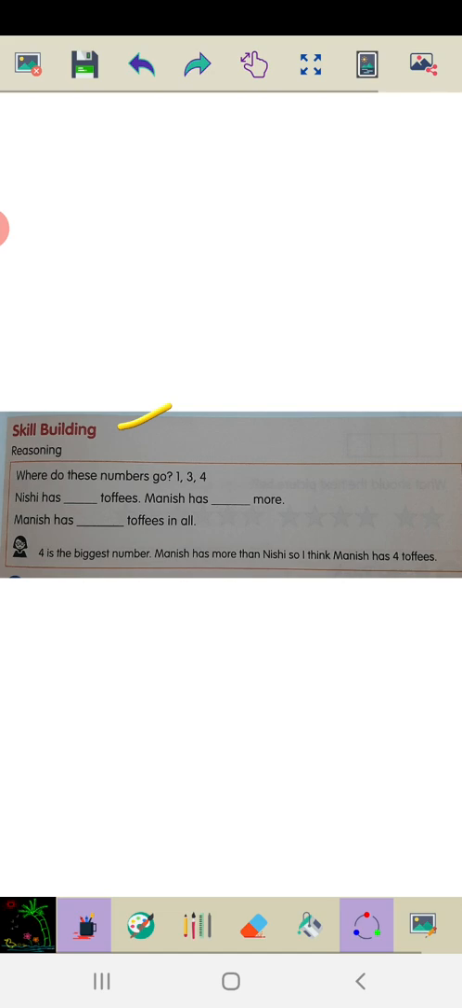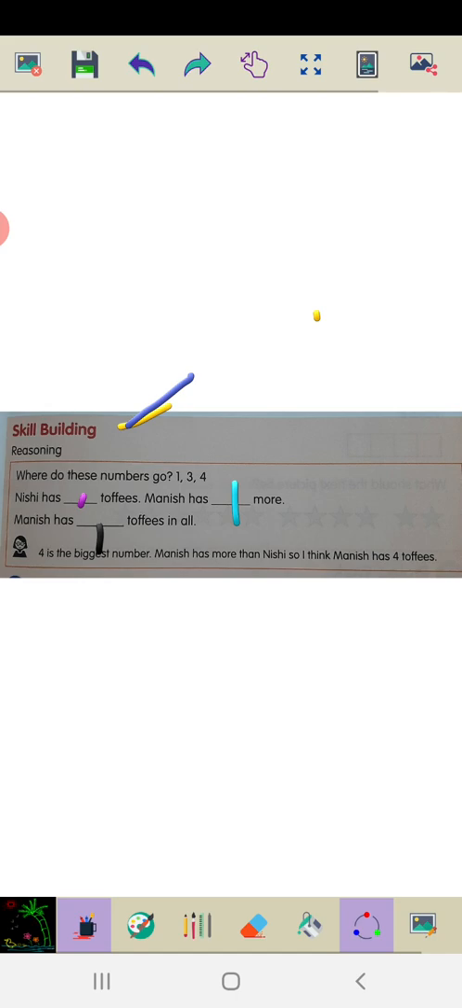The question is like this. Nishi has dash toffees. Manish has dash more. Manish has dash toffees in all. So what is the number it should be in the first blank? And what is the number it should be on the second blank? And what is the number it should be on the third blank? So this is the skill building. You need to think yourself.